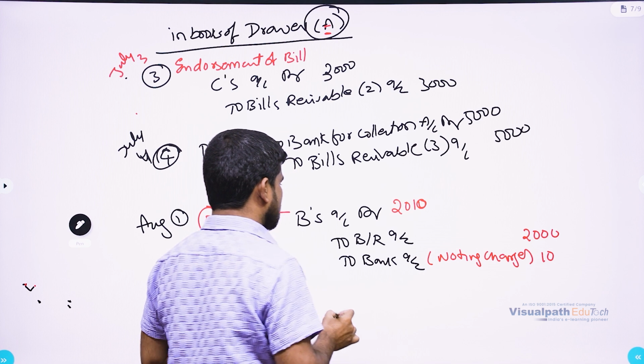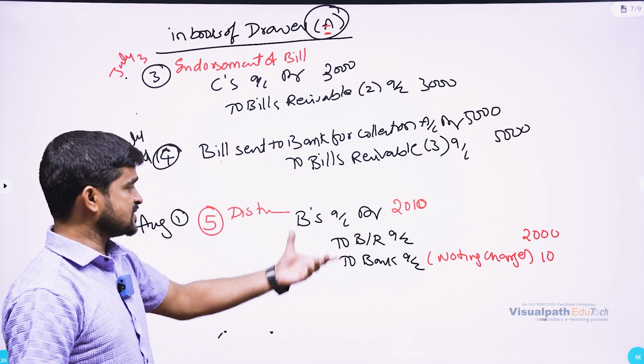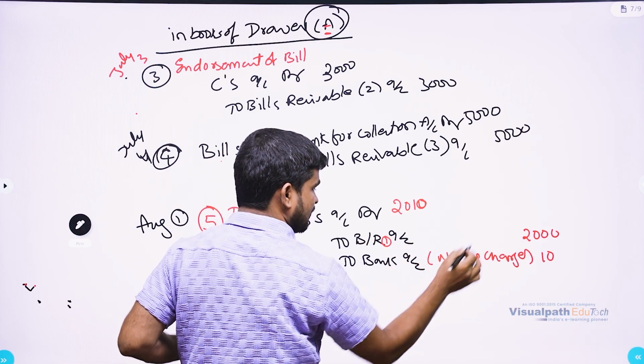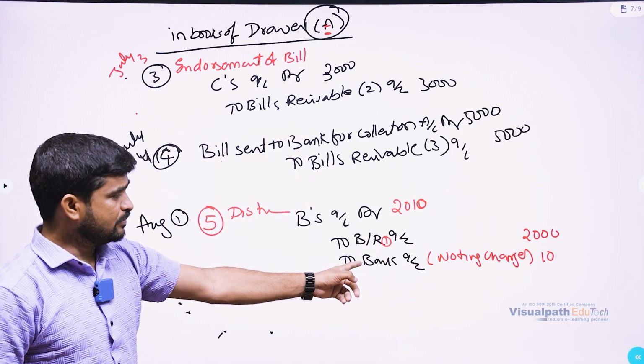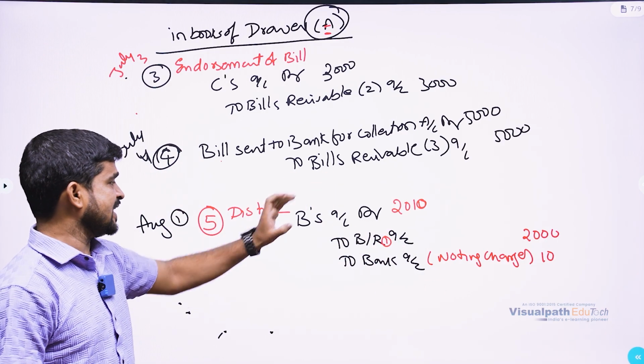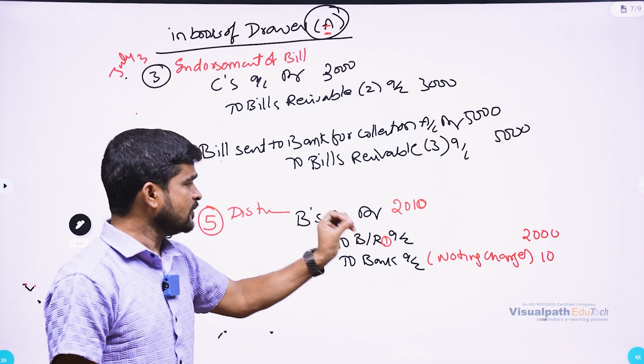Who has to pay? Person B has to make the payment because of the dishonor of the bill, which is the bill amount of 2000 rupees of bill 1, and the noting charges of 10 rupees, along with the total 2010 rupees he has to pay. This is the entry of dishonor with the noting charges of bill 1.